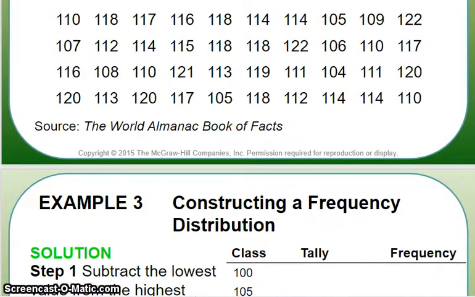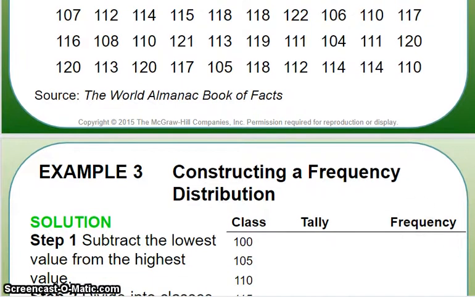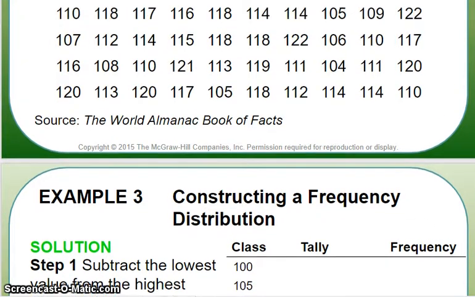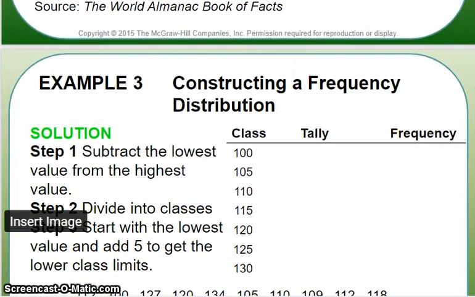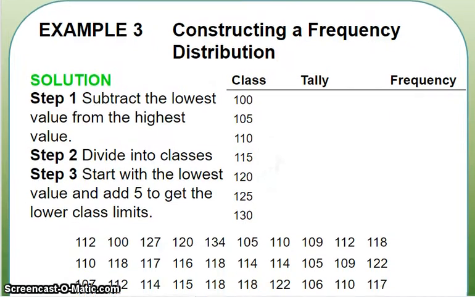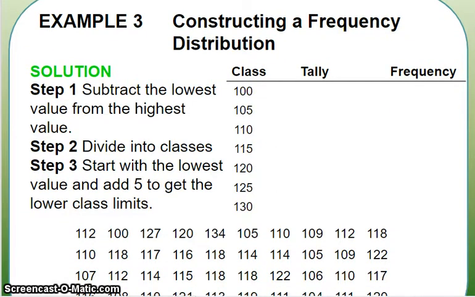The first thing I want to do is subtract the lowest value from the highest value. I look through my data, and the lowest value is 100 degrees, and the highest value is 134. So I take the high minus the low, and I've got 34 degrees in that temperature difference. Then I want to divide it into classes.